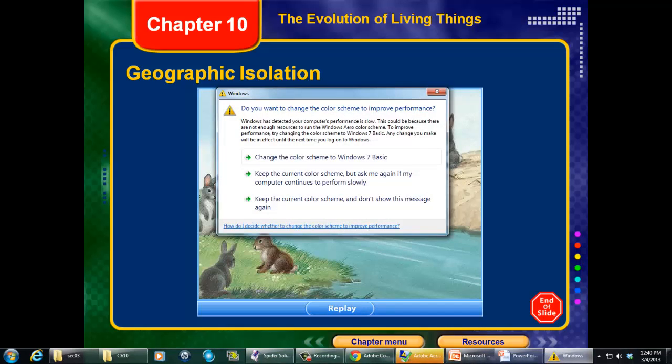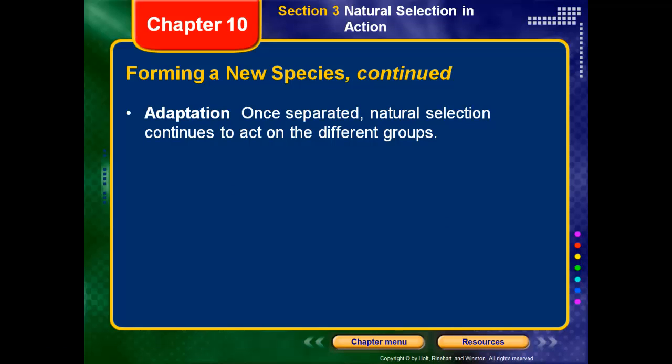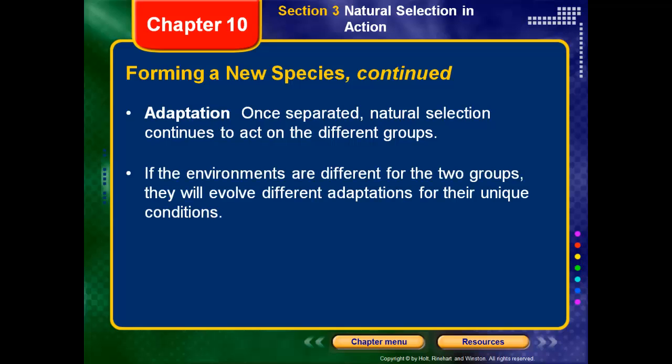Okay, so that gave an example of speciation. Once the two groups of the original population are separated, the next step in forming a new species is adaptation. Natural selection continues to act on the different groups. So natural selection acts on the group that's in the original environment and also on the separated group. Now, if the environments are different for the two groups, so in the example that we just saw with the rabbits, the island had less water than the other side of the river, then they will evolve different adaptations.